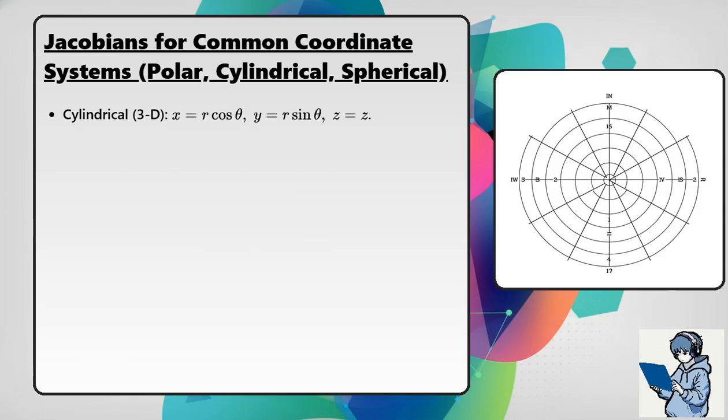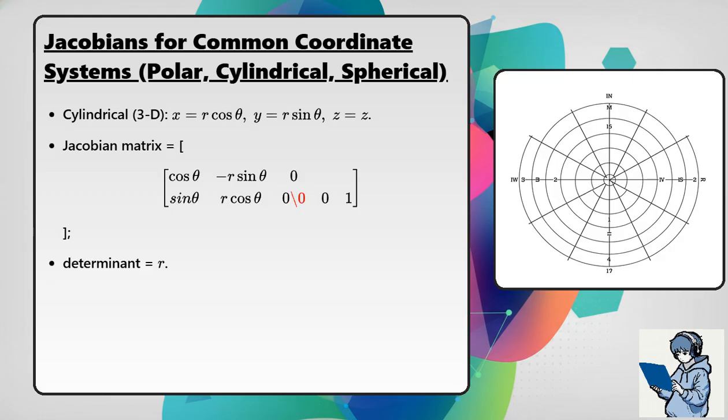Cylindrical, three-dimensional: x equals r cosine theta, y equals r sine theta, z equals z. Jacobian matrix equals [cos theta, negative r sine theta, 0; sin theta, r cosine theta, 0; 0, 0, 1]. Determinant equals r. Hence dx dy dz equals r dr d theta dz.